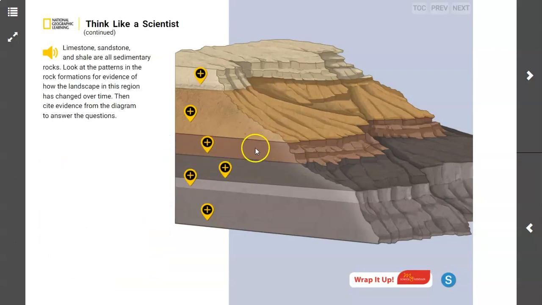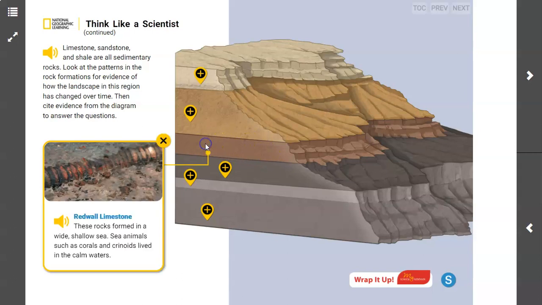Then we'll go to some of the brown layers. The darkest brown is red wall limestone. These rocks formed in a wide, shallow sea. Sea animals such as corals and crinoids lived in the calm waters.